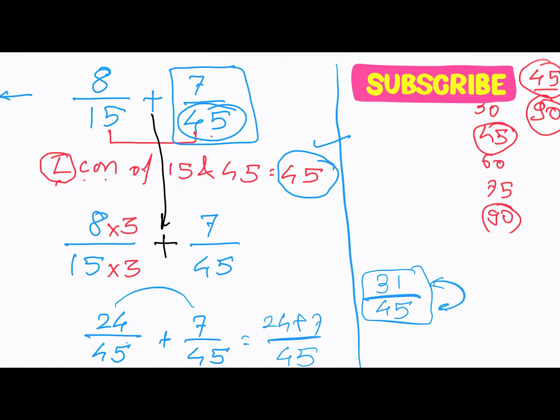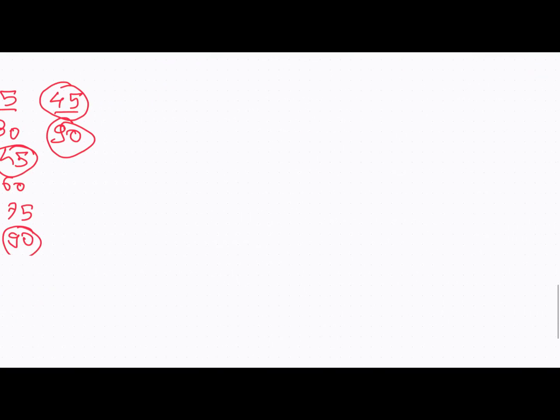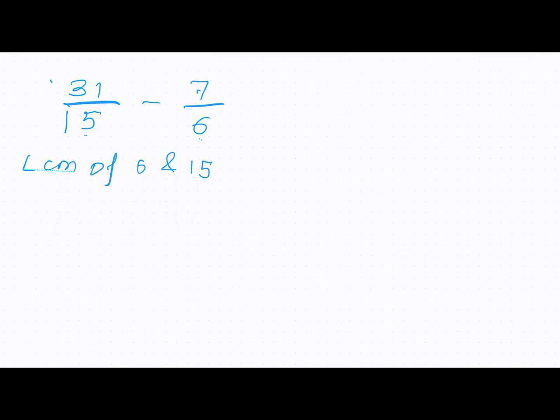One last question of subtraction where the denominator is different, by the LCM method. So, 31 by 15 minus 7 upon 6. Now 15 and 6 are the denominators, but 15 does not come in the table of 6. So in that case, first we have to find the LCM of 6 and 15. It will not be 15, right? The LCM will not be 15.